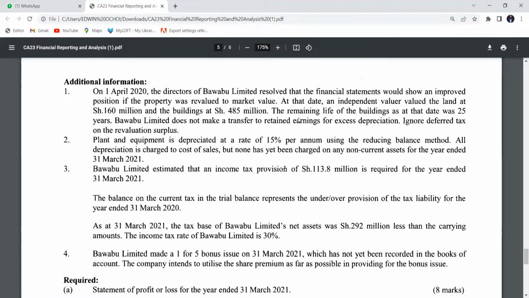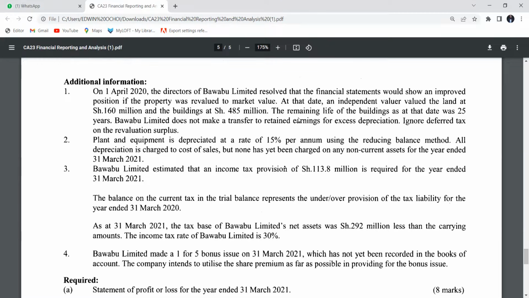Number 3, BAWAB Limited estimated that an income tax provision of 113.8 is required for the year ended 31st March 2021. The balance on the current tax in the trial balance represents the under-provision of tax liability for the year ended 31st March 2020. As at 31st March 2021, the tax base of BAWAB Limited's net assets was shillings 292 million less than the carrying amount. The income tax rate of BAWAB Limited is 30%.